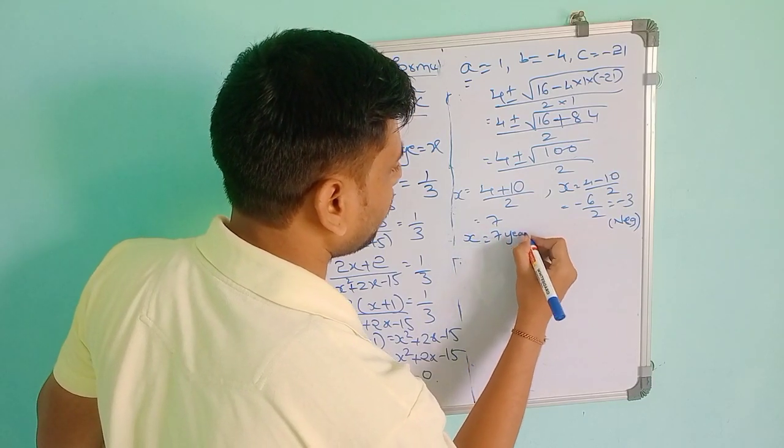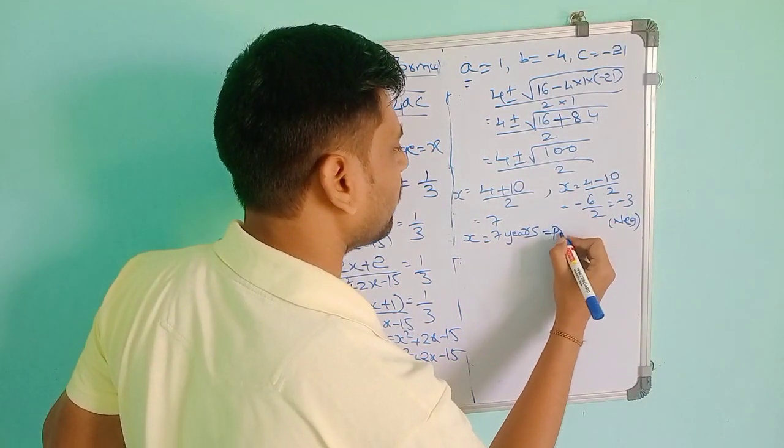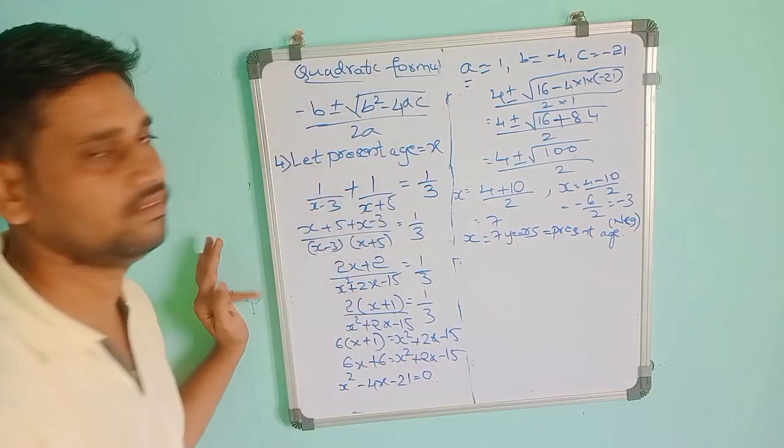So 7 means x is nothing but a percentage, so it will be the percentage of the Riemann series will be 7. Yes, right? Yes.